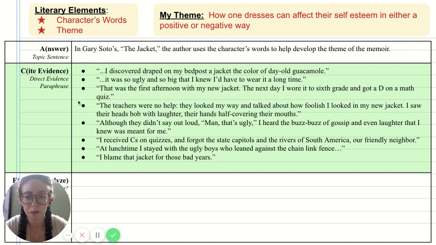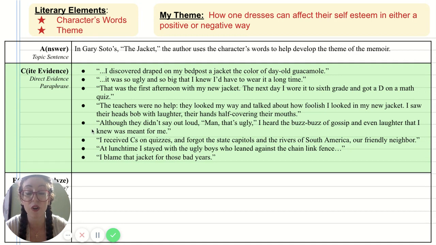I picked, "It was so ugly and so big that I knew I'd have to wear it a long time. That was the first afternoon with my jacket. The next day I wore it to 6th grade and got a D on a math quiz." I also chose the quote where he talked about his teachers. "The teachers were no help. They looked my way and talked about how foolish I looked in my new jacket. I saw their heads bob with laughter and their hands half covering their mouths."